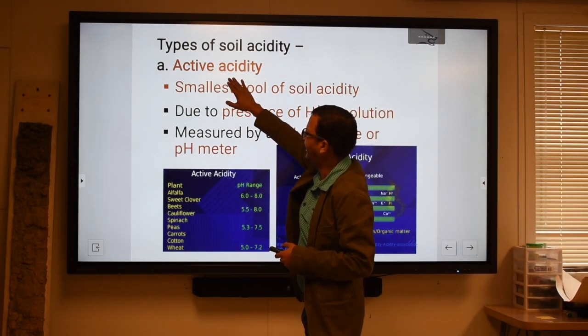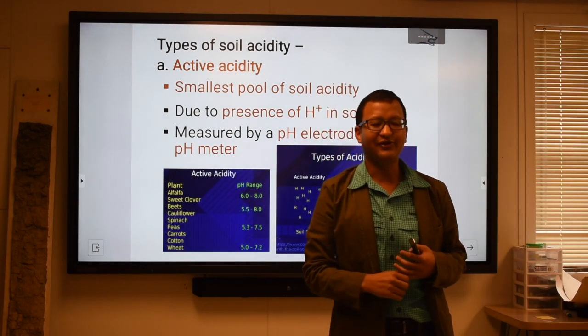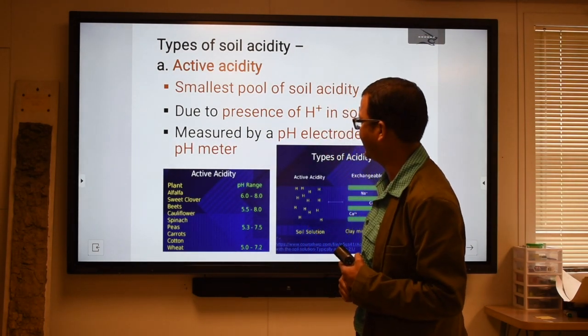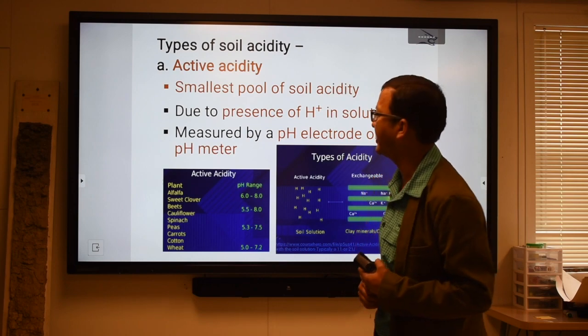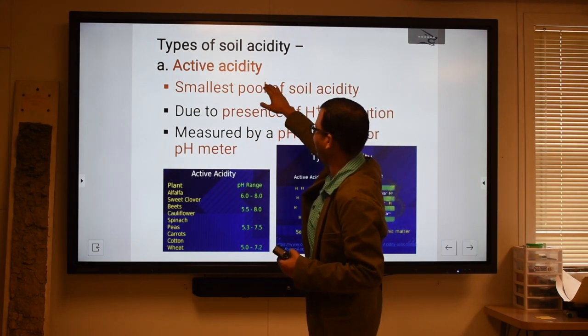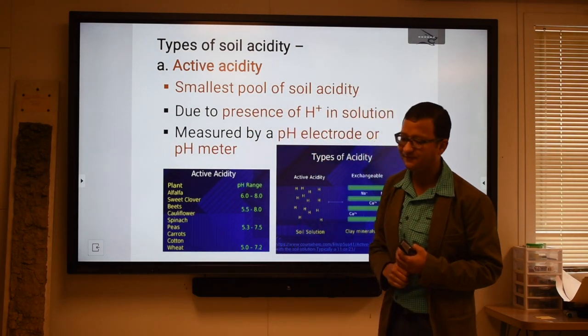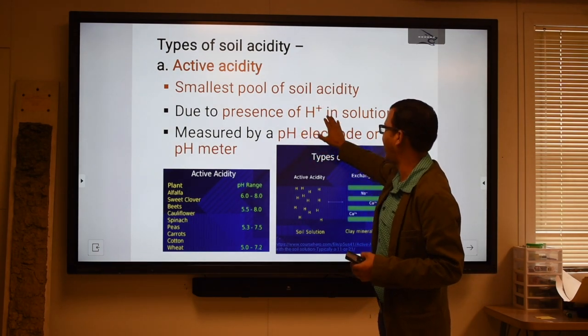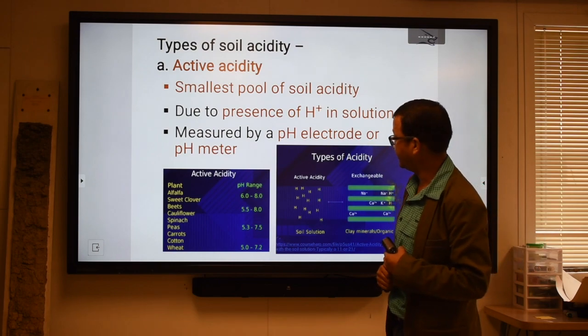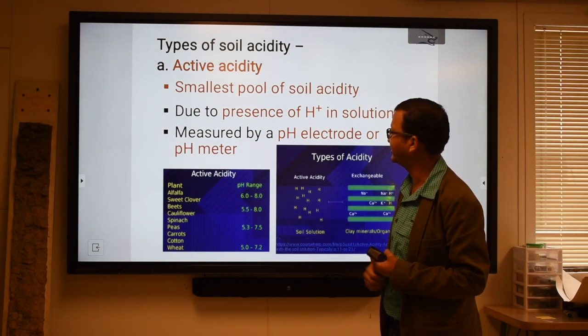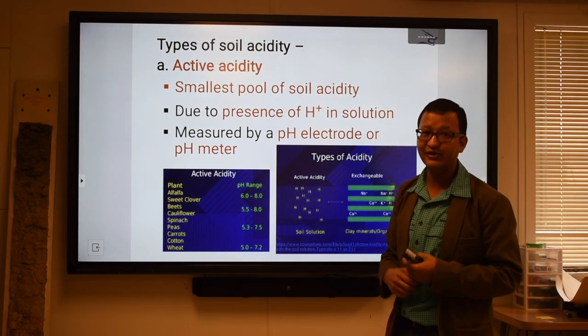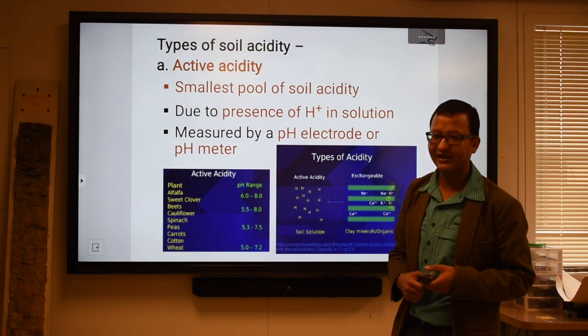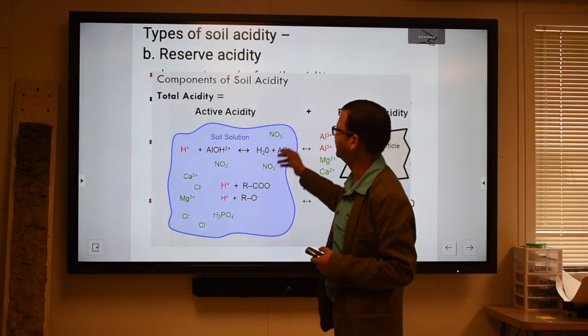One is the active acidity. The second one is the reserve acidity or potential acidity. Okay? So active acidity is the smallest pool of soil acidity, and basically we are measuring the presence of hydrogen ion in the solution. That's what we'll be doing here today. So we are measuring the active acidity on the soils that we collected at the beginning of the semester.